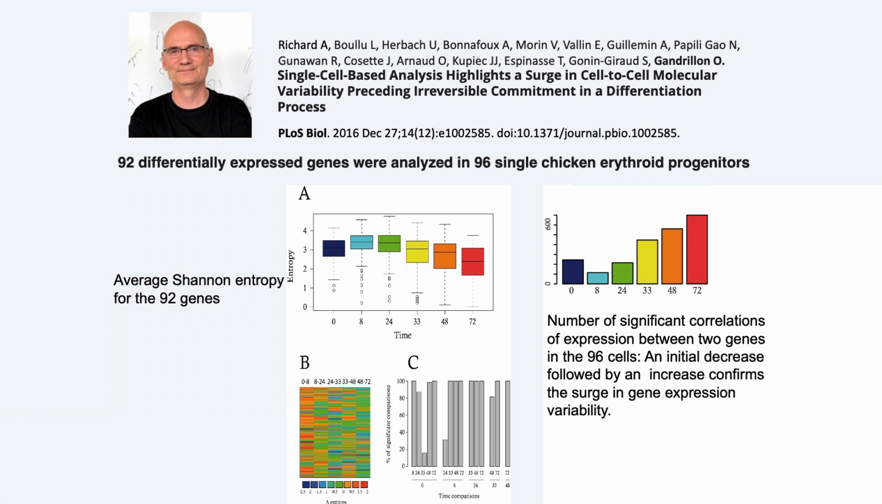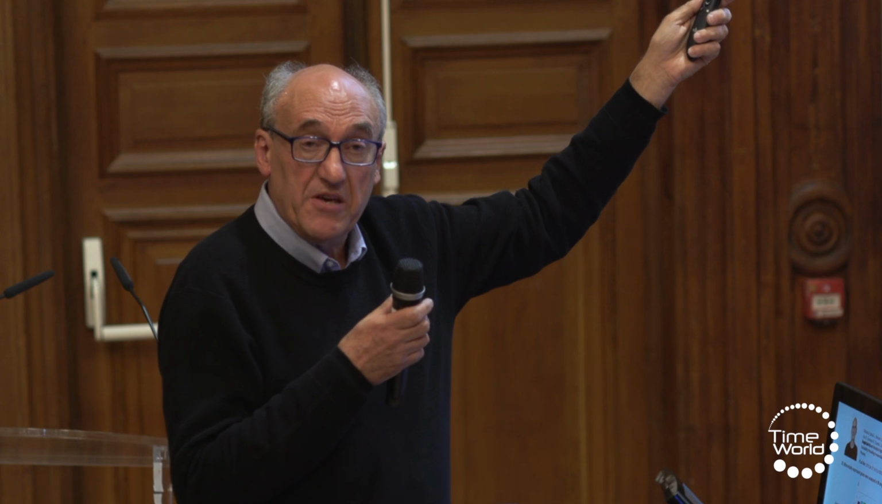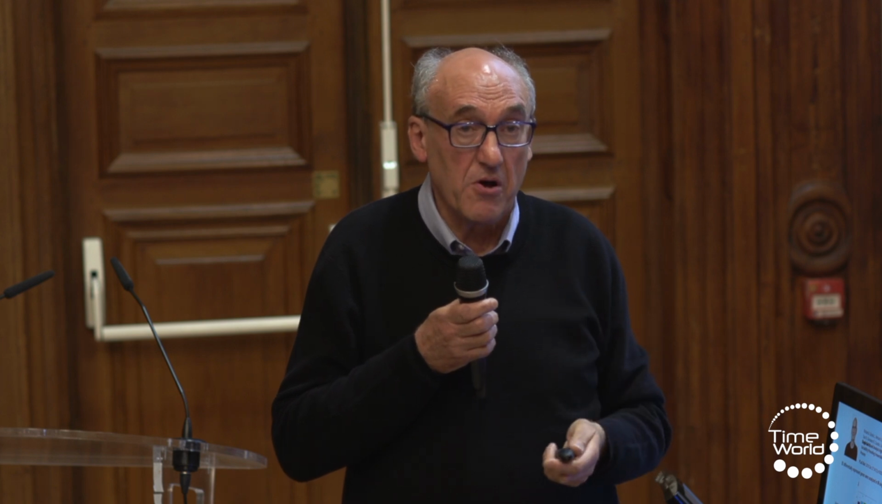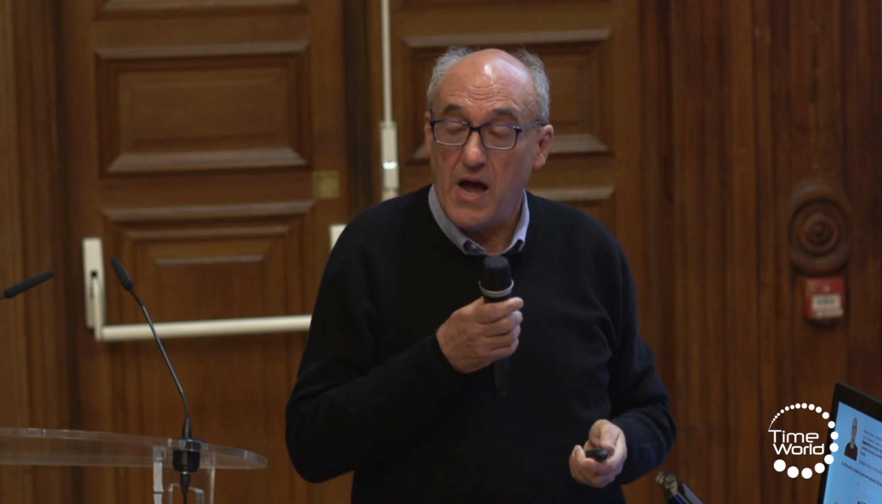As can be seen on panel A, 8 hours after cells were triggered to differentiate, we observed a peak in the variability. So this curve shows the average variability of gene expression at different time points. And as expected, as predicted, 8 hours after cells were triggered, we observed a peak of variability followed by a decay. This curve is perfectly reproducible, and the differences between time points are statistically significant.